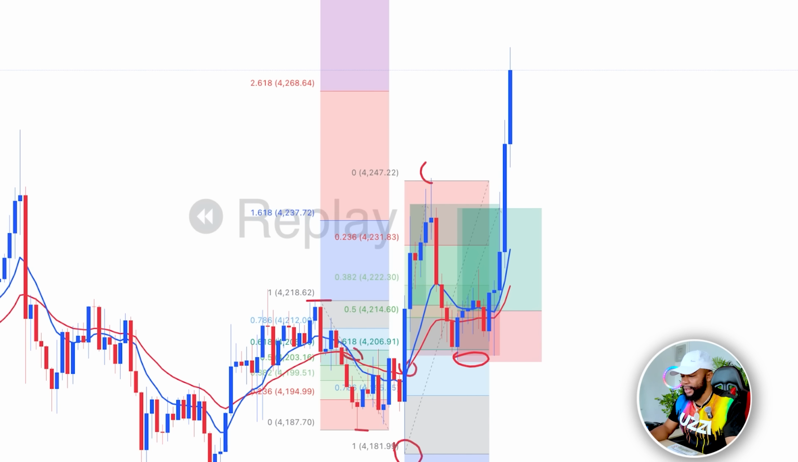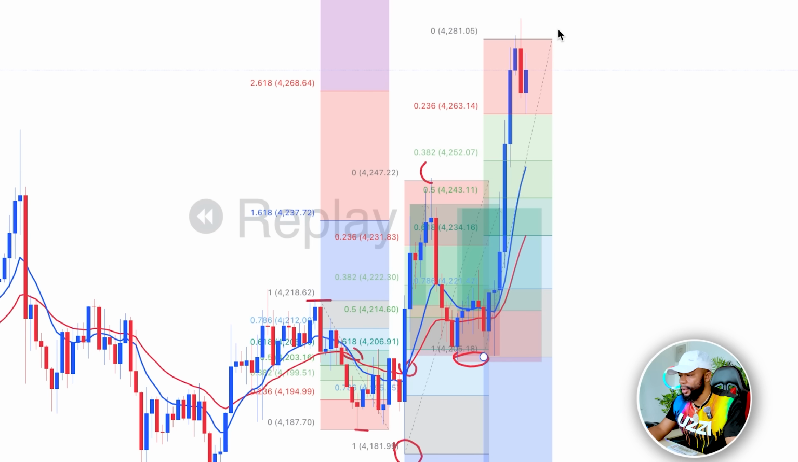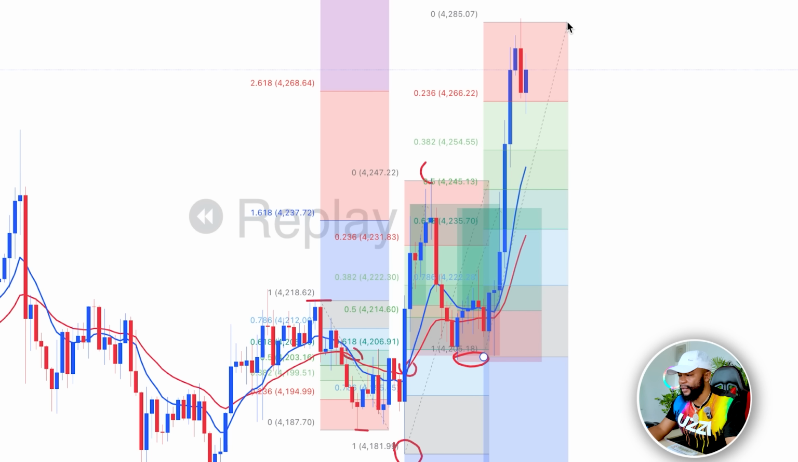Let's keep pushing. Perfect, that's the market pushing against us. So we're going to draw our Fib to see if the market respected our Fib levels.